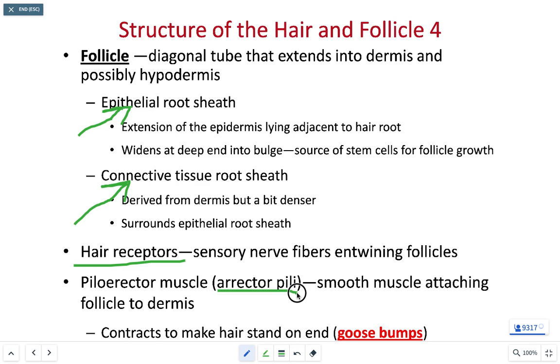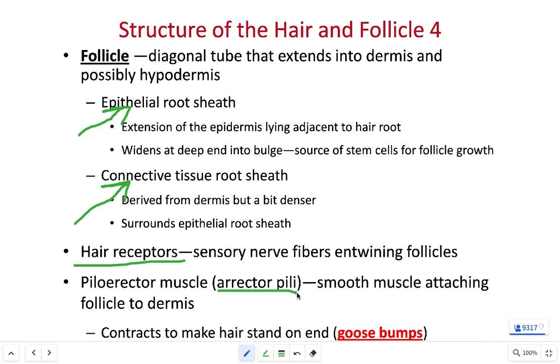We also have an erector pili muscle that is going to reorient the hair follicle. That erector pili muscle, sometimes referred to as a piloerector muscle, is going to give us goosebumps. And when that smooth muscle tissue is activated, the hair follicle will go from kind of a diagonal orientation to a perpendicular orientation and jut straight upward from our skin.